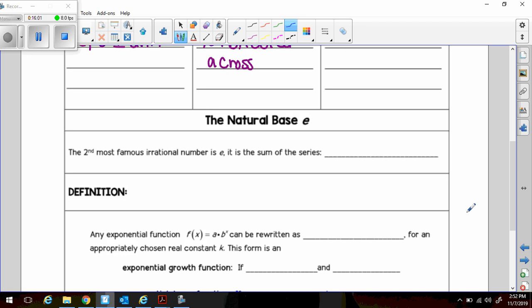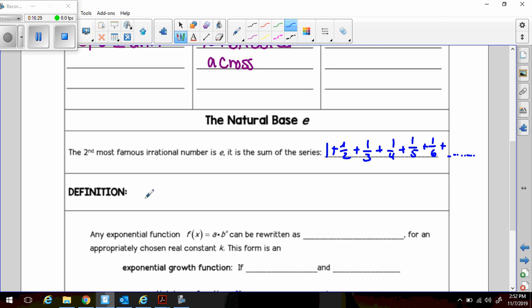So E is just a number. What it is, it's a sum of a series. Sum of 1. Sum means we're just going to add them up. Plus 1/2, plus 1/3, plus 1/4, plus 1/5. You guys see, like 1/4 is bigger than 1/5, so it's getting smaller. And it's just going to keep going forever. And that's what E is.